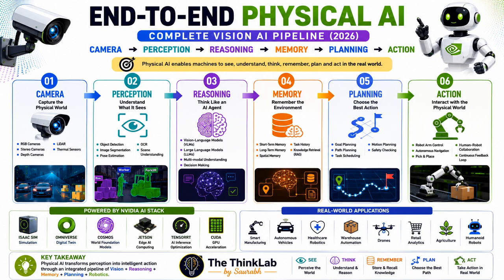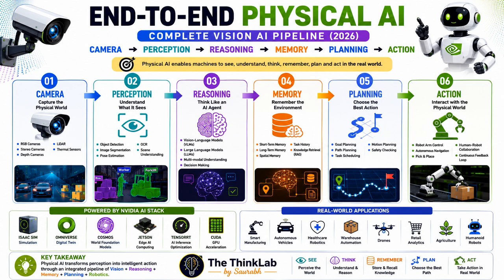So let's get started. The first question is, what is physical AI? Physical AI is artificial intelligence that interacts with the real world. Traditional AI only processes digital information, but physical AI can actually observe its surroundings, understand what is happening, make decisions and perform actions.